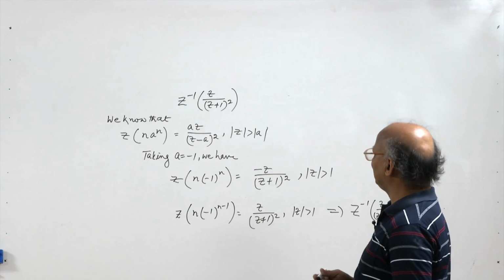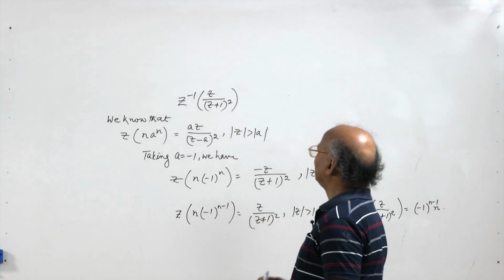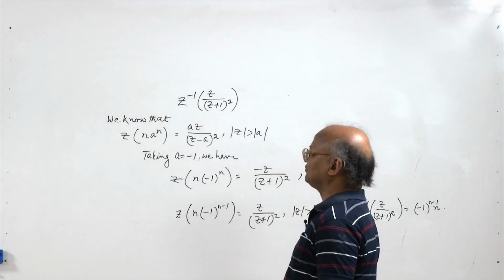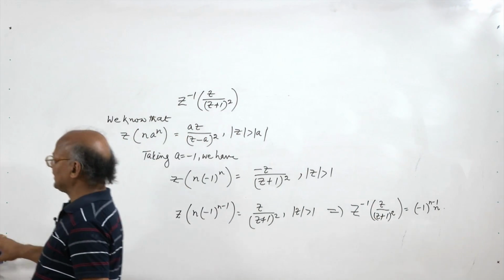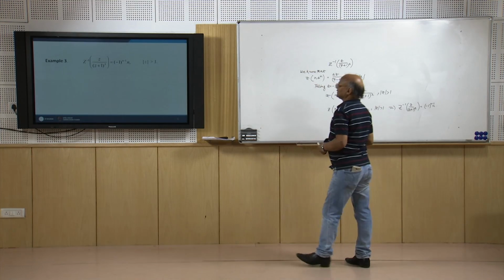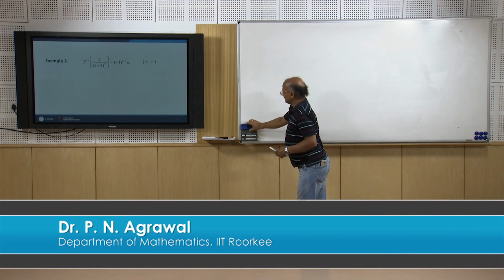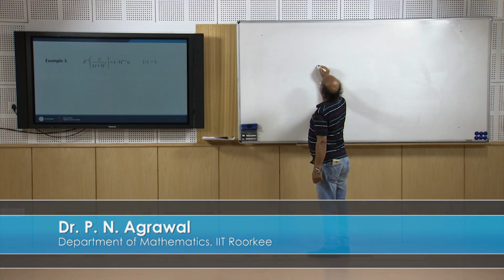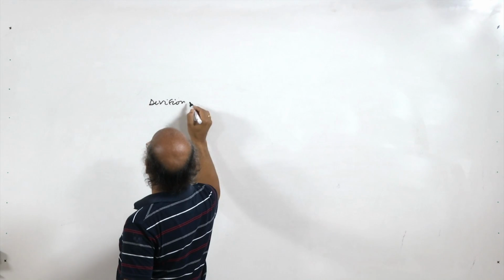Now, this is the method where we have used the known result to get the inverse Z transform. There is a method which we call the long division method. We can find the inverse transform by using that long division method also. So, let us see how that method works. So, we shall apply the long division method.